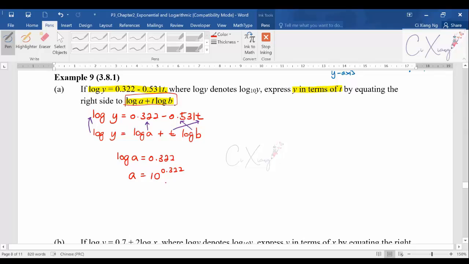So here you need this very basic knowledge on the log exponential function, how to change log become exponential, how to change exponential become log, all this. Okay, so the value of a that you get should be 2.10. Okay, so you get a value of a already. Then now you want to compare log b with negative 0.531. So log b equals negative 0.531. So how can you get b? It will be 10 power negative 0.531. And then from there, you should be able to get the value 0.294.